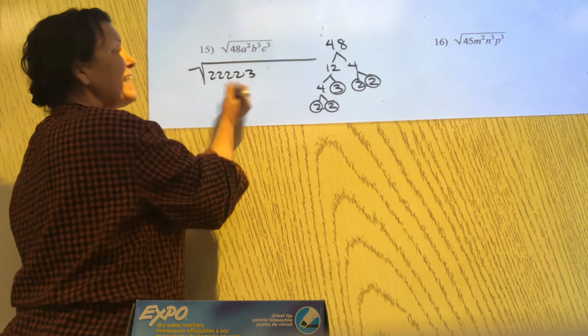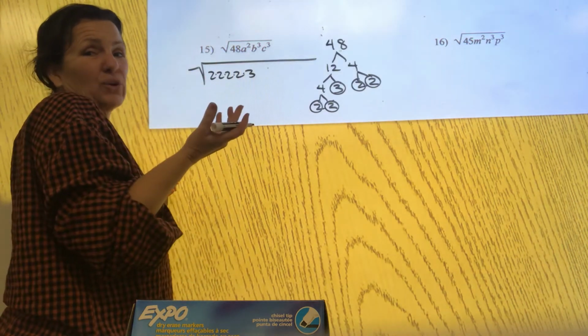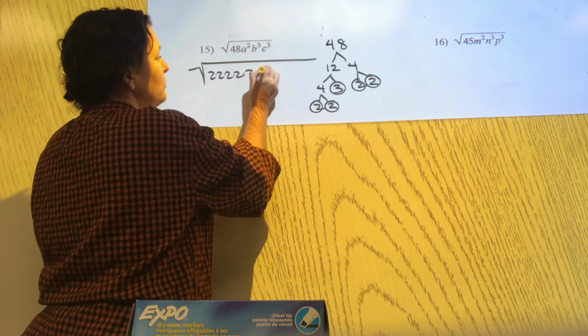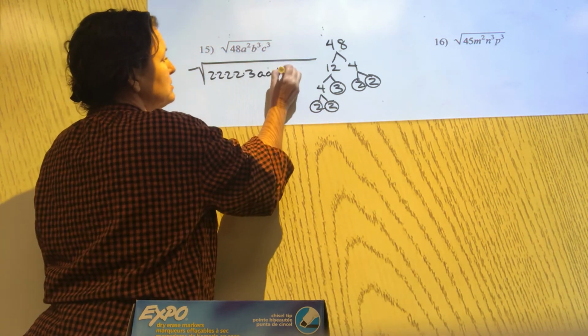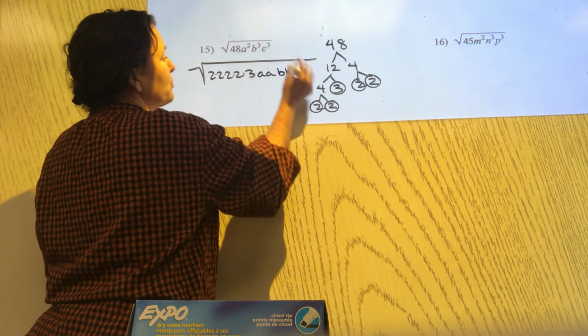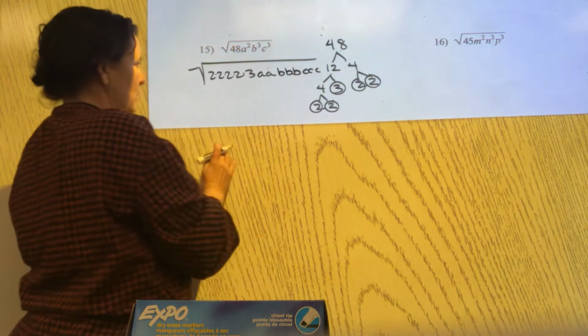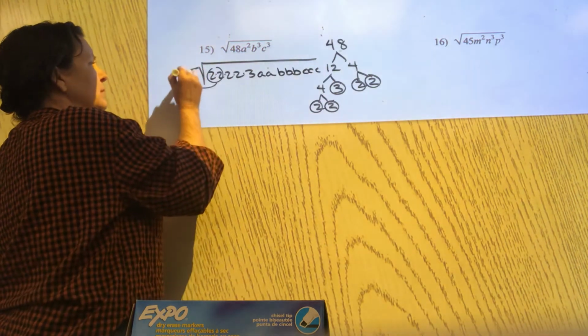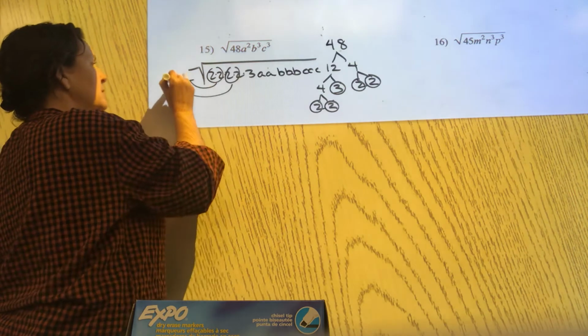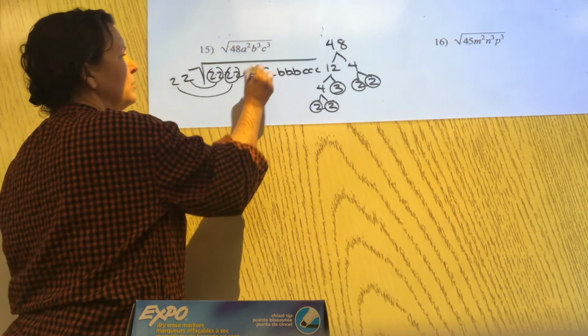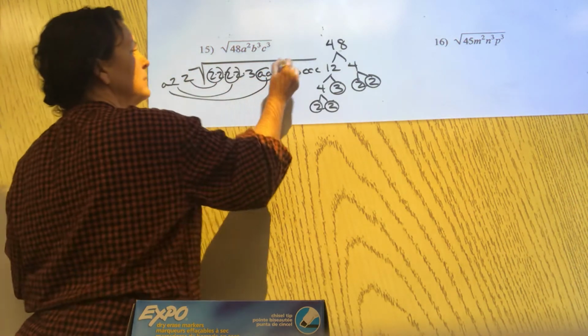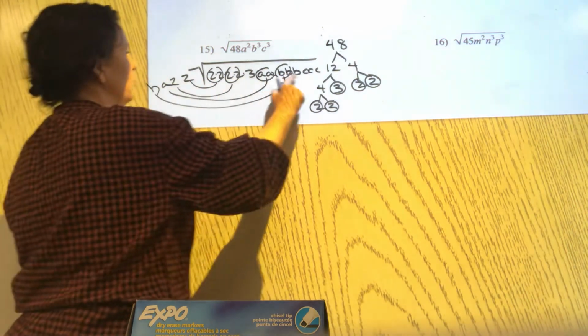Notice I put the like numbers together. That's easier to find our pairs. We have 2 A's. We have 3 B's. And we have 3 C's. And now we're looking for pairs. Gotcha. Gotcha. That would be a no. Gotcha. Uh-huh. No.